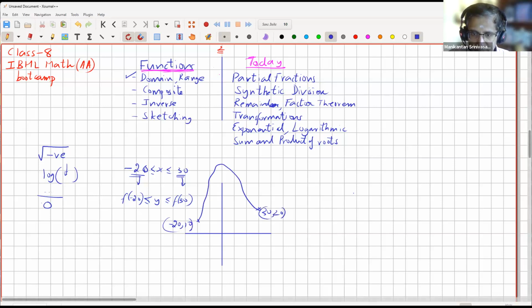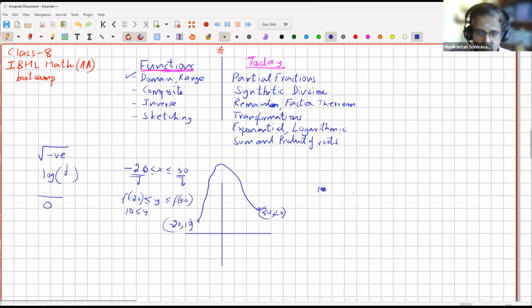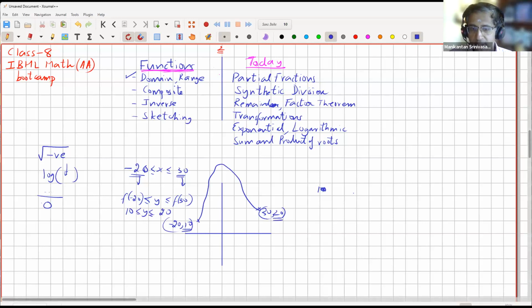So just because the domain is between -20 to 30, it doesn't mean the range is between 10 and 20, right? 10 is the y value here, 20 is the y value here. So it'll be wrong to say the range is between 10 and 20, when in fact it's going high up here. So you have to get a sense for how the function itself looks, which is why, to determine the range, it's always good to sketch the graph.